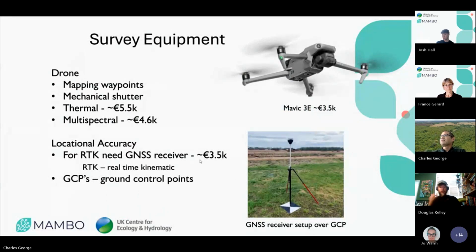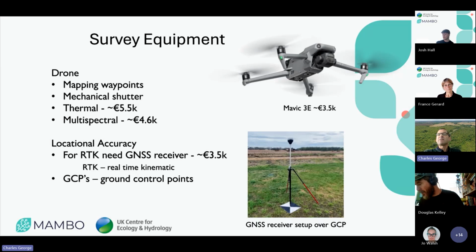So survey equipment, well, obviously you need a drone. The drones we use are the Mavic series, and they're just about a kilogram in weight, maybe just over. The modern version would be the Mavic 3E, which is about €3,500 to buy.